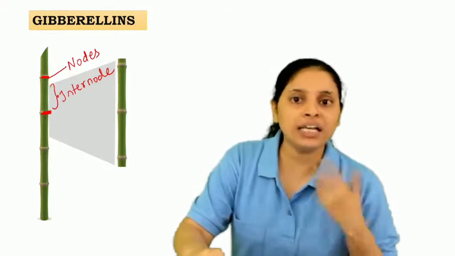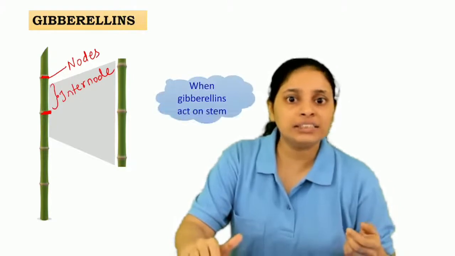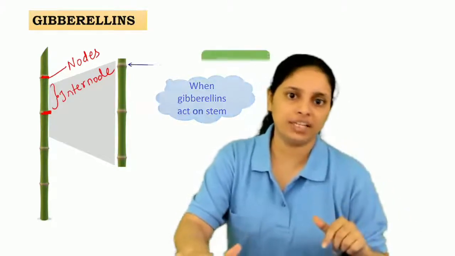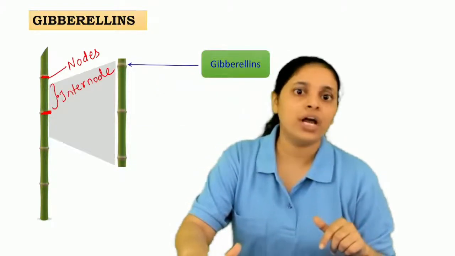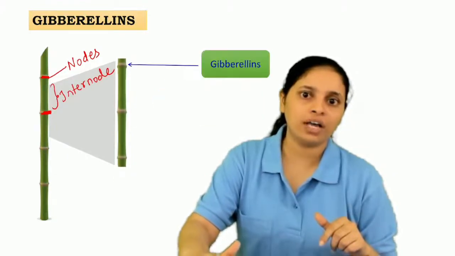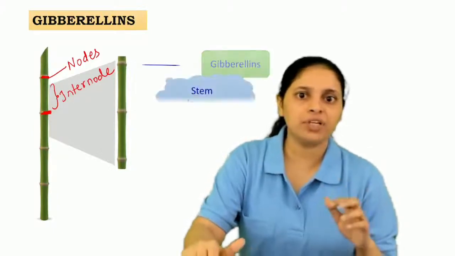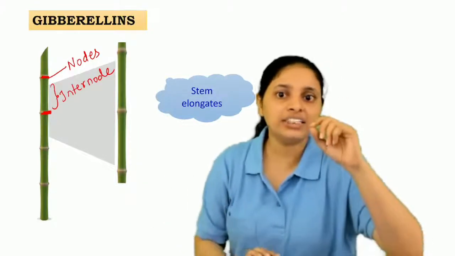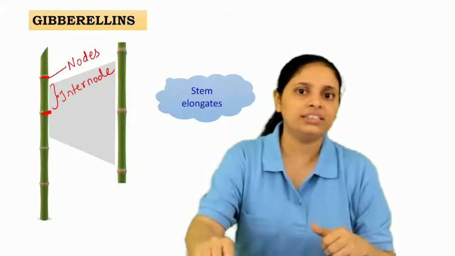As gibberellins are produced in more quantities, this will result in elongation of the stem. So gibberellins will act on the stem and lead to elongation. In this diagram, you can see the stem has elongated. This was the original stem. Now due to the action of gibberellins, the stem elongated. The length of the internode is increased.